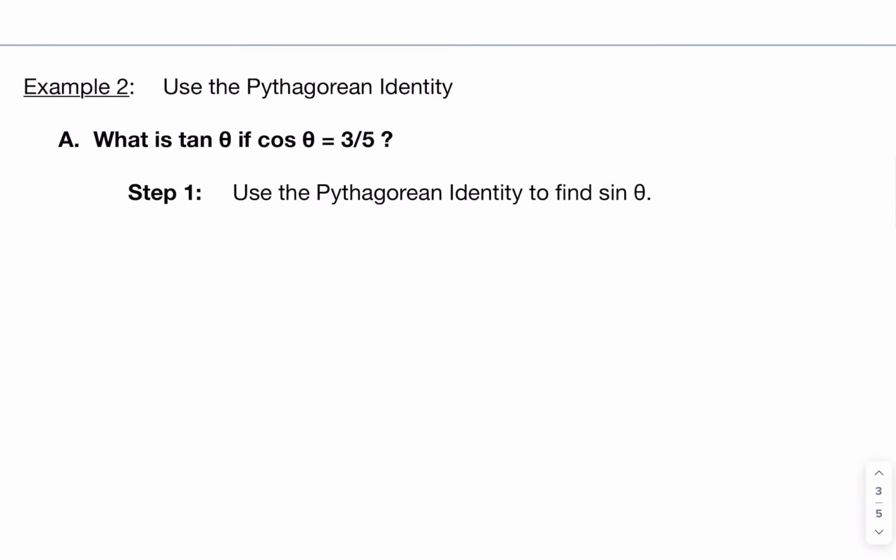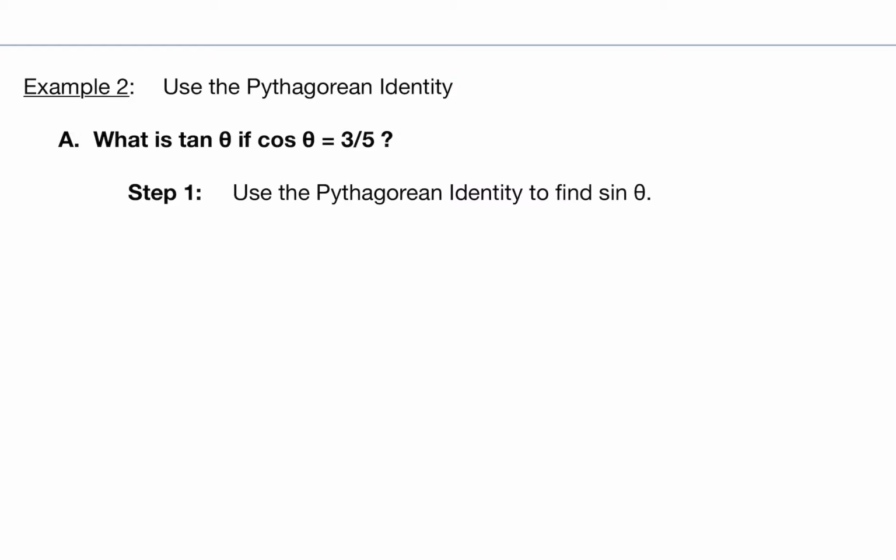Here we are asked to solve for tangent of theta if we know what cosine of theta is, which is 3/5 here. The first major step here is to use the Pythagorean identity to find sine of theta first. We need sine of theta because in order to solve for tangent of theta, we need both sine of theta and cosine of theta.